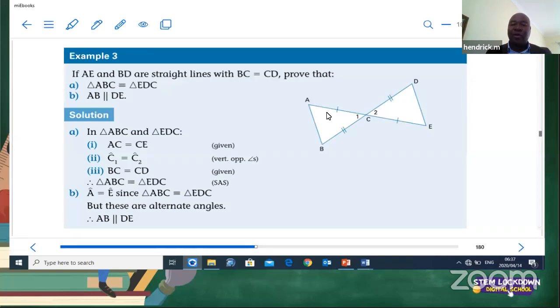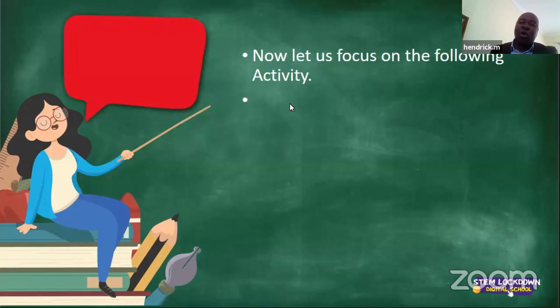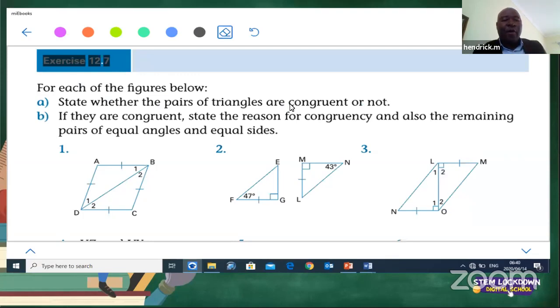So without any waste of time, I'm just going to give you an activity. I want us to look at the following activity. For each of these figures below, state whether the pairs of triangles are congruent or not. If they are congruent, state the reason for congruency, and also the pairs of equal angles and equal sides. So you need to prove congruency. We've got three pairs of triangles.